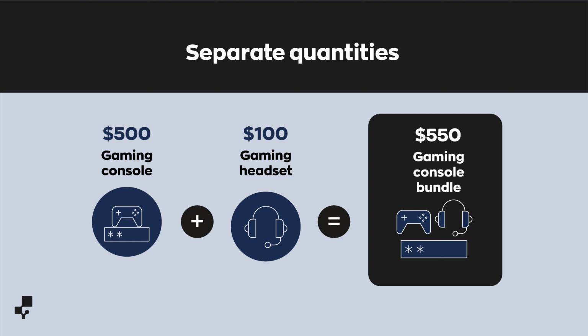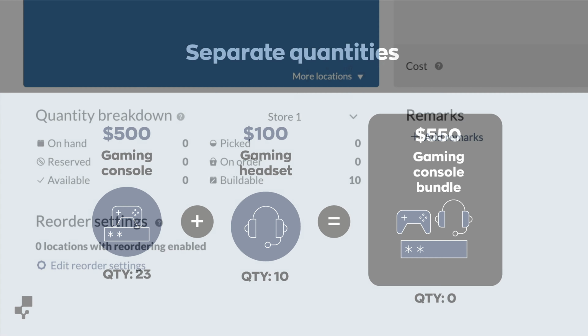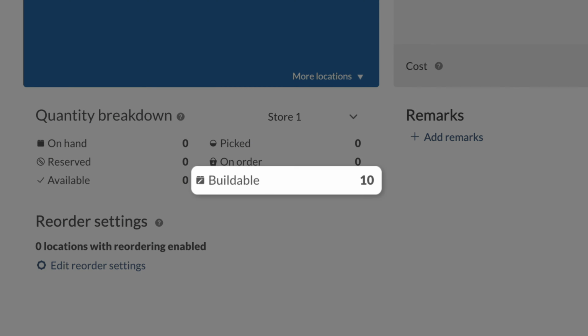If using the separate quantity setting, Inflow will show that there are 23 consoles, 10 headsets, and 0 console bundles available. This means the component products are available to sell, but the console bundle needs to be assembled beforehand to create the quantity available. On the quantity breakdown, the buildable quantity shows the maximum number of bundles that can be made based on the available components.